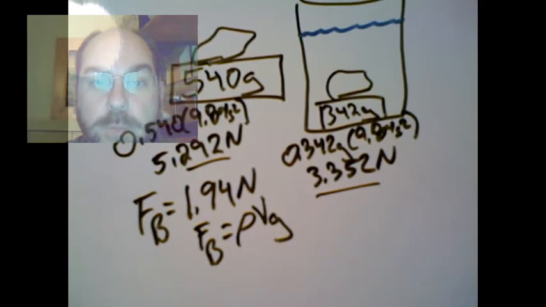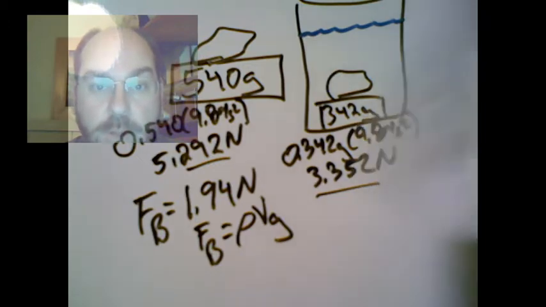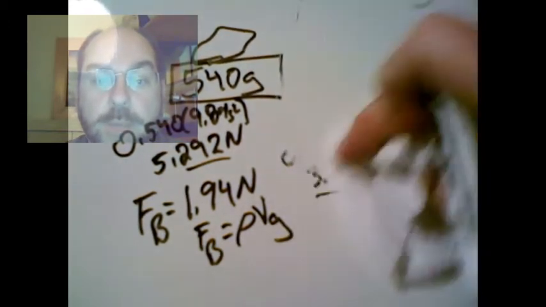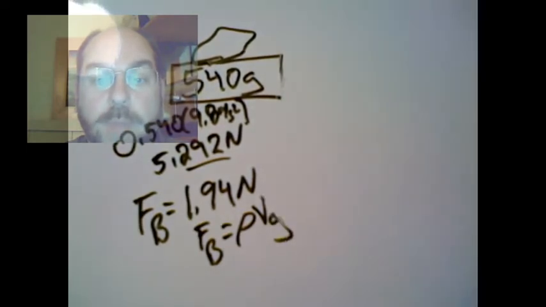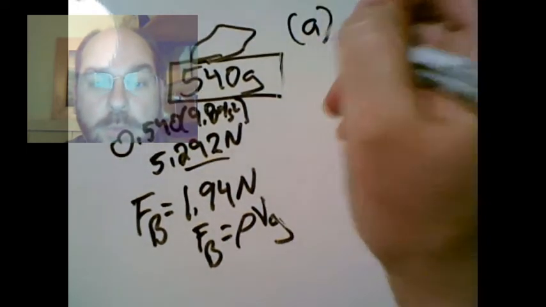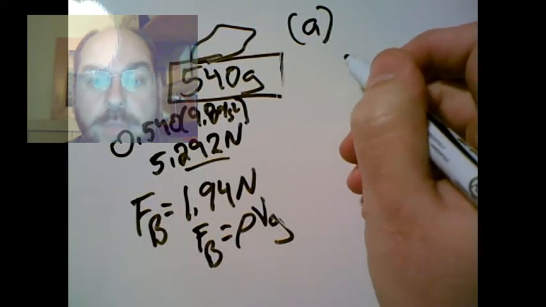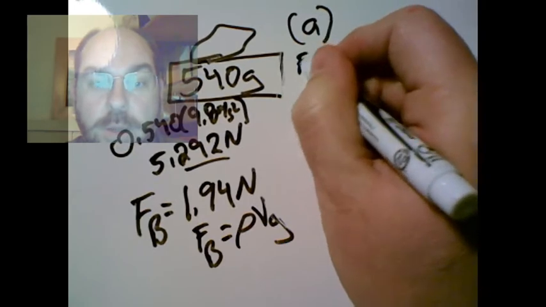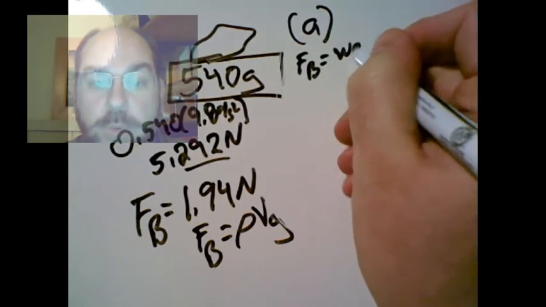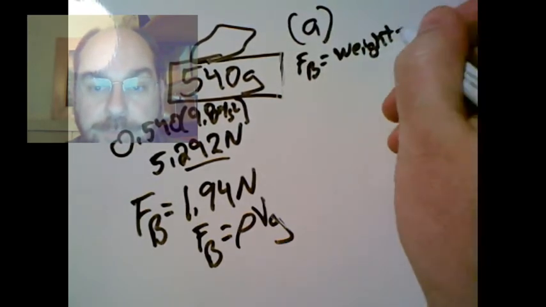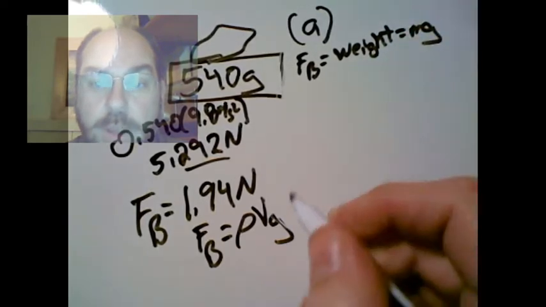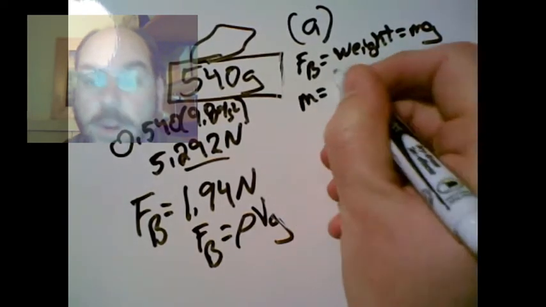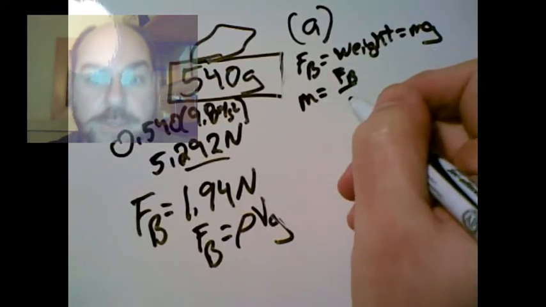Now I know you're annoyed with me because nobody ever asked us what the buoyant force was, but just stick with me. Buoyant force equals density of the fluid times the volume of the object times g. Okay, so now, part A, we want to solve for the mass of the displaced fluid. The weight of the displaced fluid is 1.94 newtons. That's the buoyant force.